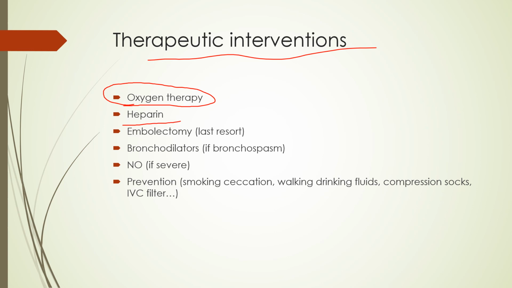Heparin, of course, especially if it's a blood clot, something that reduces the ability to clot, or something that can help break down that clot. Embolectomy is a last resort. That's where they go in and remove it, like a surgical removal. Bronchodilators, if they're having bronchospasm issues, cough, wheezing, so on and so forth, not the worst thing in the world.